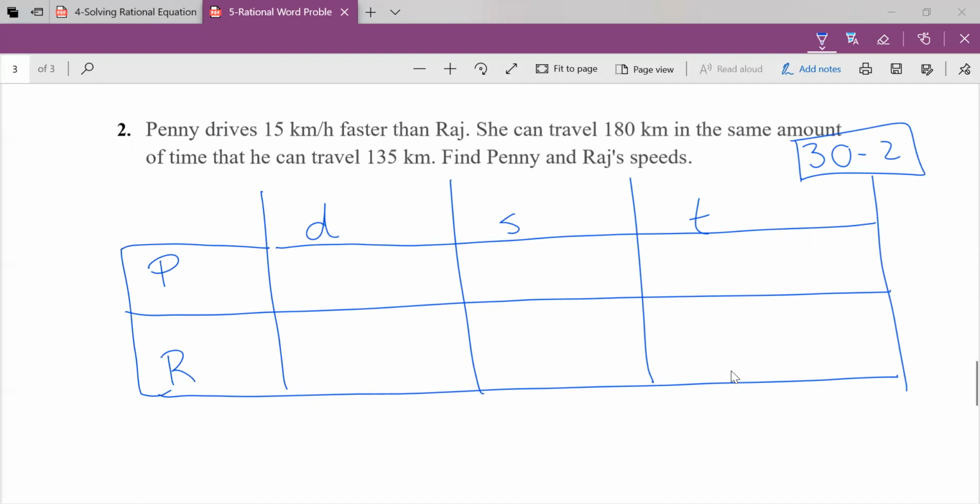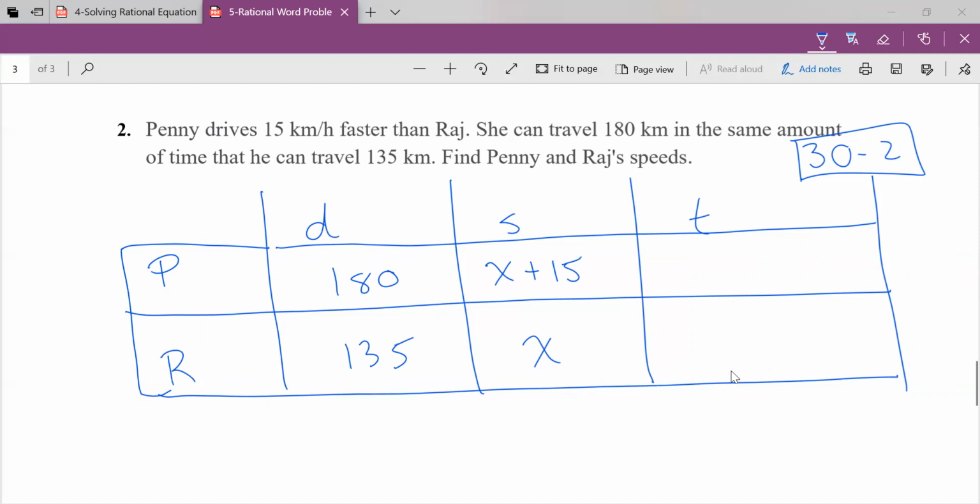Okay, it says Penny drives 15 kilometers an hour faster than Raj. So I don't know how fast Raj is driving, so I'm going to say let x be Raj's speed. What I know is Penny is driving 15 kilometers an hour faster. She can travel 180 kilometers in the same amount of time that he can travel 135 kilometers, just like that.